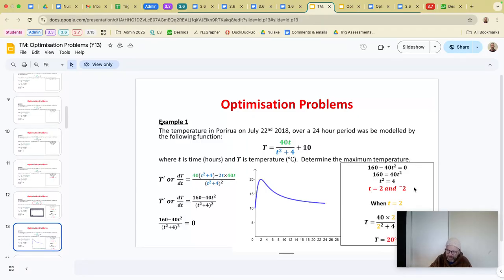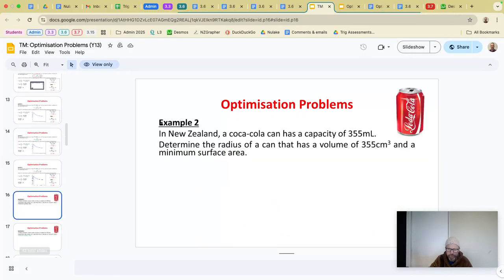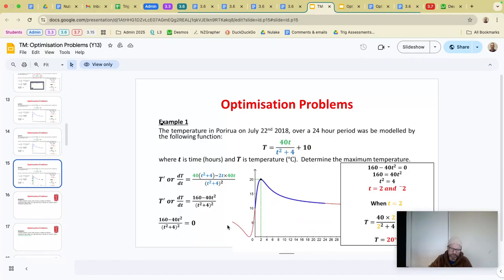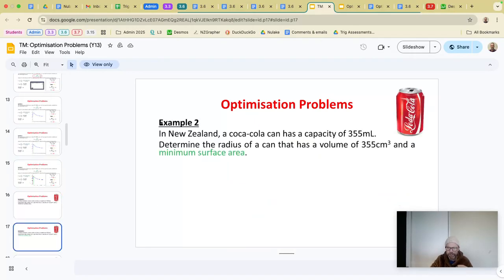Hey, if you get a negative value for time, you can't go back in time that I'm aware of. Okay. Yeah, this is cool. There's the other part of the relationship. We're only interested at time equals 0 onwards. So this part of the curve, ignore it. Okay, this one, your classic Coke aluminium can.